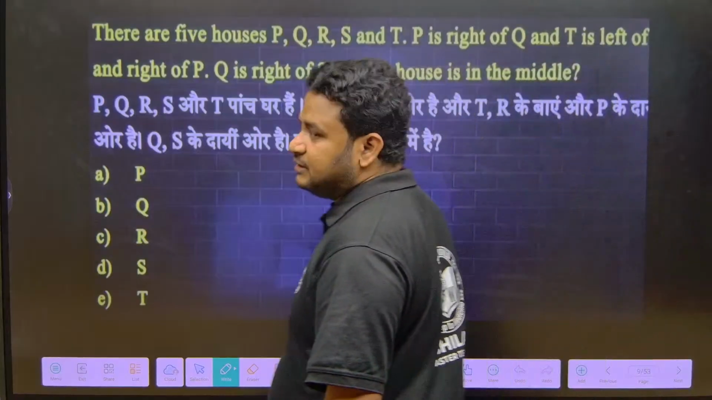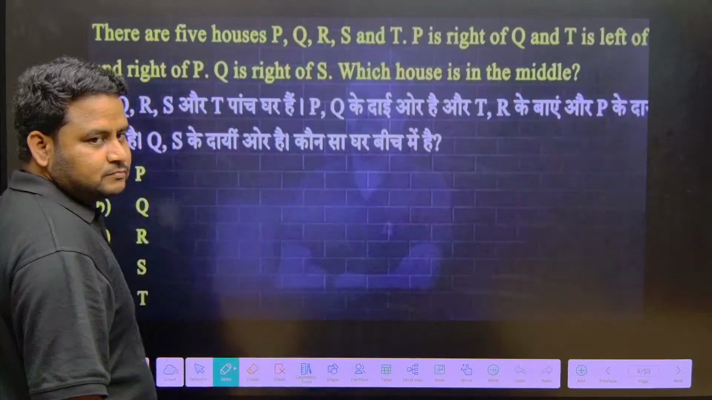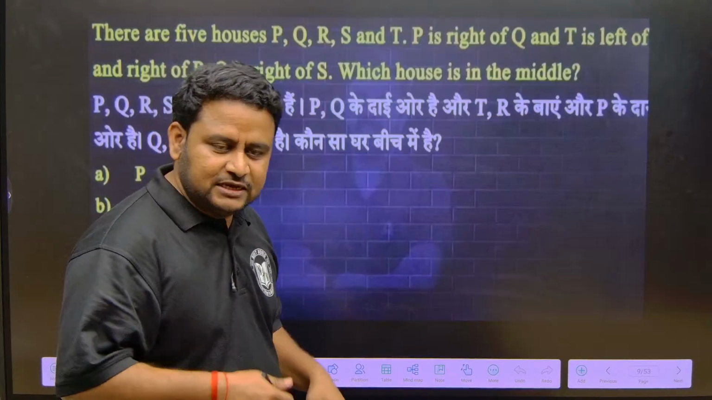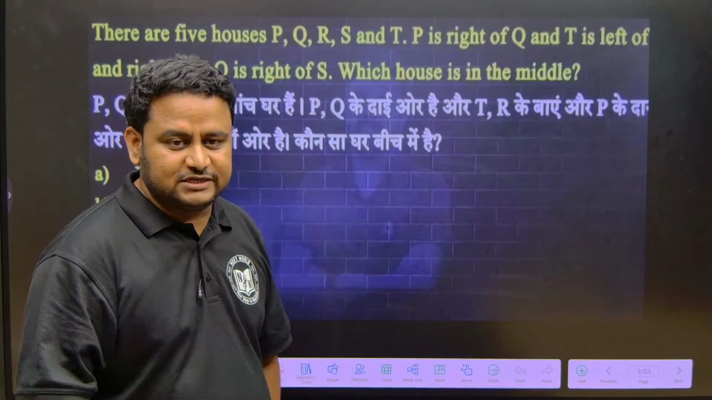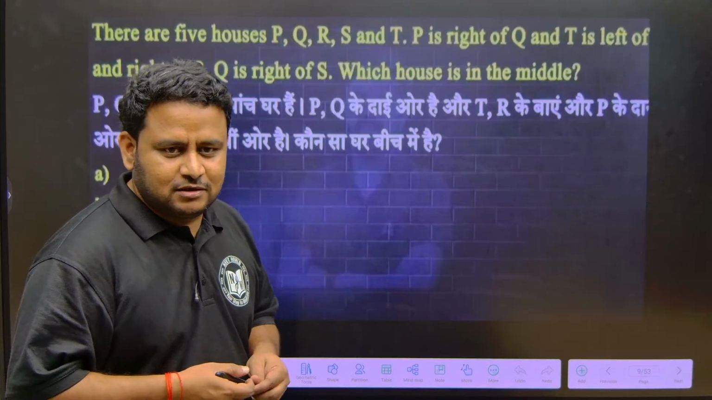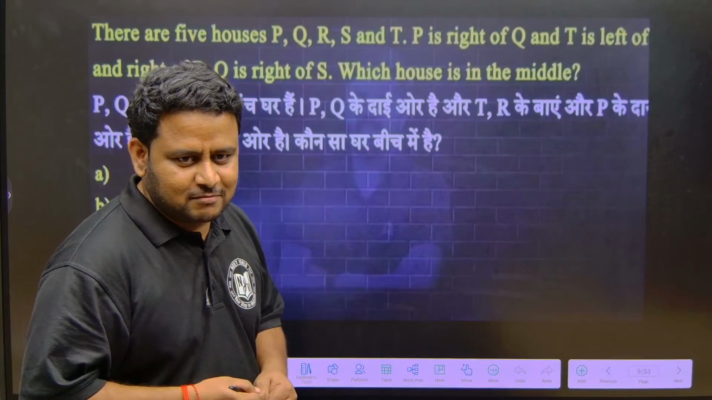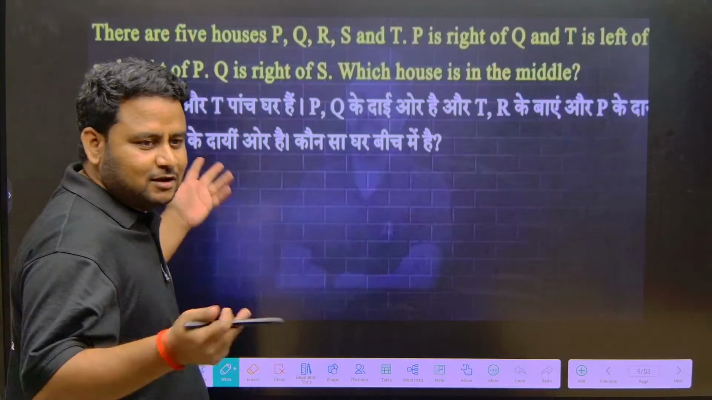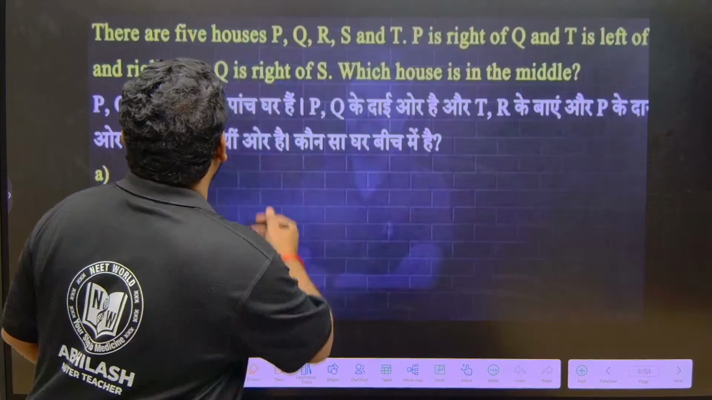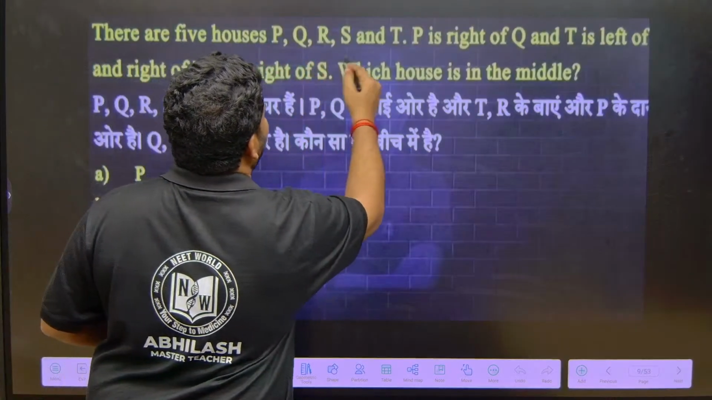Now they have given there are 5 houses. 5 houses, 5 persons doesn't matter for us. They will give different scenarios, but the concept is the same. 5 houses, 5 mountains, 5 monkeys, 5 dogs, or 5 pizzas, doesn't matter for us. It remains the same. So this will be 5 houses, P, Q, R, S and T.